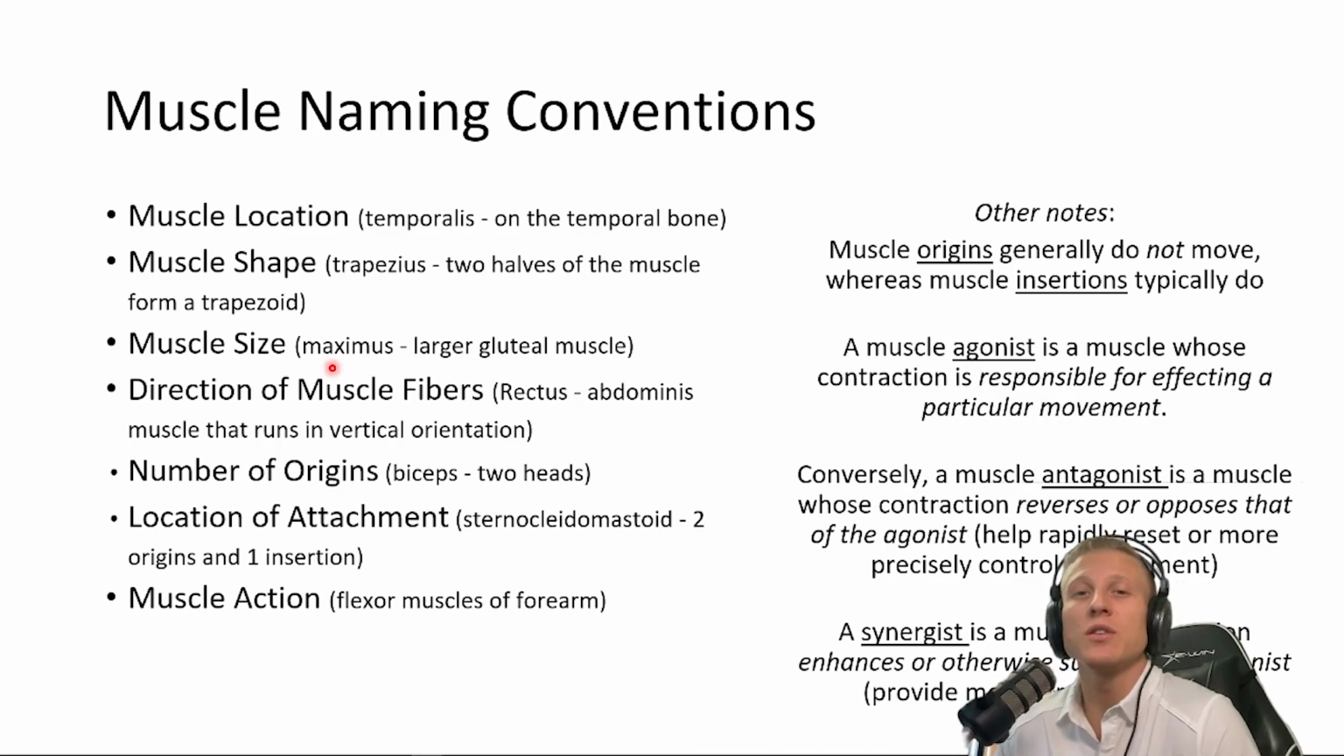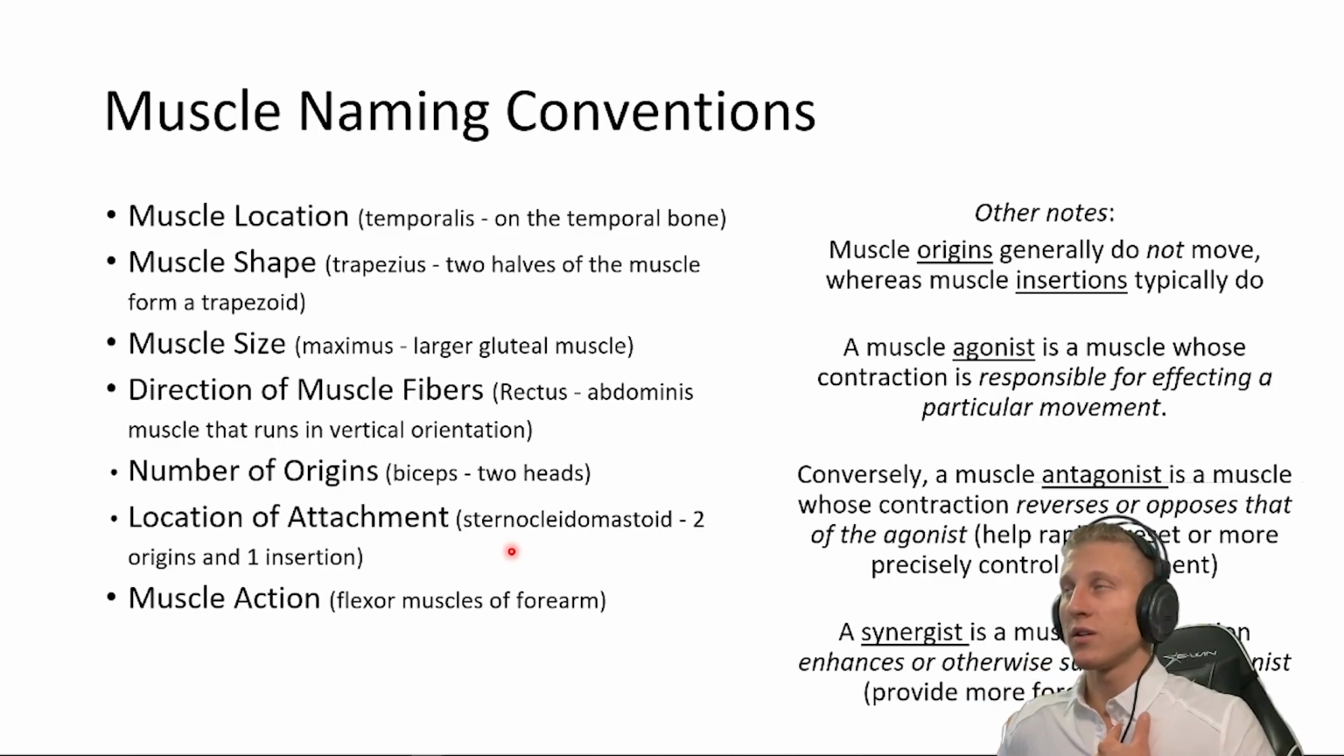We have the location of the attachments, okay? So the best example of this is the sternocleidomastoid. Okay, I know that's a rather scary word, but if we break it down, it's actually pretty intuitive and pretty helpful as far as names go. So we have sterno, that's referring to the sternum, okay? So that's its origin point right here. And then we have cleido. This is referring to clavicle, so kind of emphasize the cl sound in it. So that's referring to the second origin.